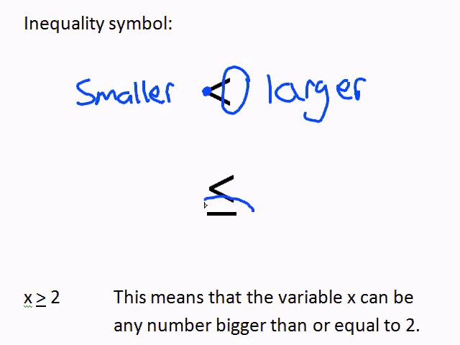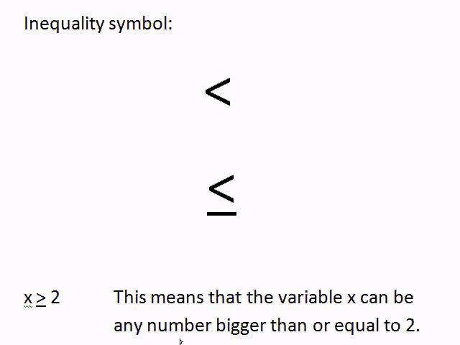If you happen to have a line underneath your inequality symbol, it means that the numbers can be equal, such as 4 less than or equal to, say, 5. We would read this as 4 is less than or equal to 5. I have an example, and we're not going to be using numbers so much as variables compared to a number. So x bigger than or equal to 2. This means x can be any number bigger than or equal to 2. We're going to run through a few of those together.